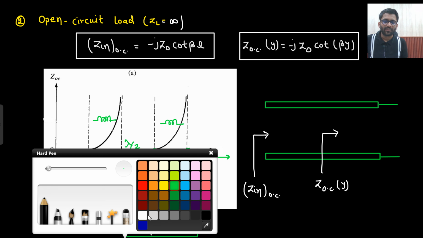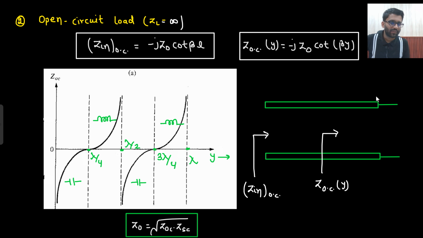So if length is 0, that means this was your y equals 0, this is your y equals L. At length equals 0, what do you see? Infinity impedance. So if you put y equals 0 in this equation, what do you get? Minus j Z naught cot 0. And what is the value of cot 0? Infinity only. So yes, infinity you are getting.